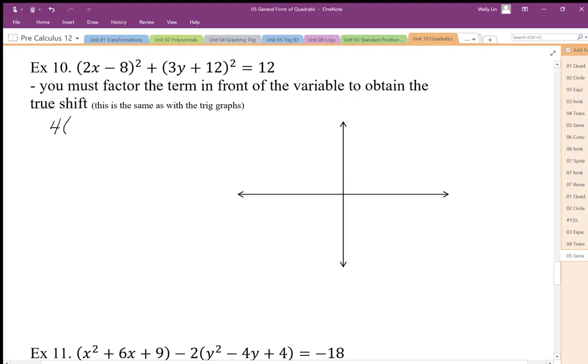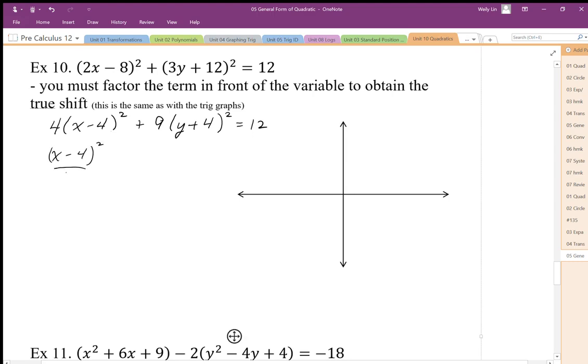2 factored out becomes 2 squared outside, and then we end up with x minus 4 squared. Here we factor out the 3. So 3 squared on the outside becomes 9, and we end up with y plus 4. So there's my horizontal shift plus 4, my vertical shift down 4. I need to put it into graphing form, so I'm going to divide.